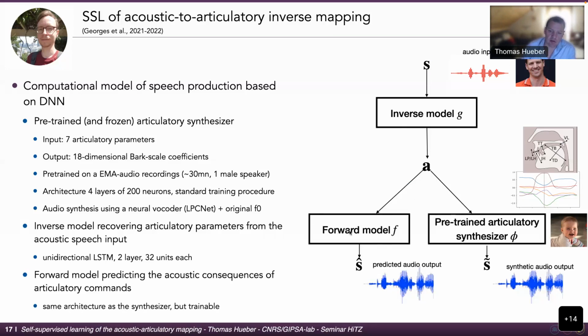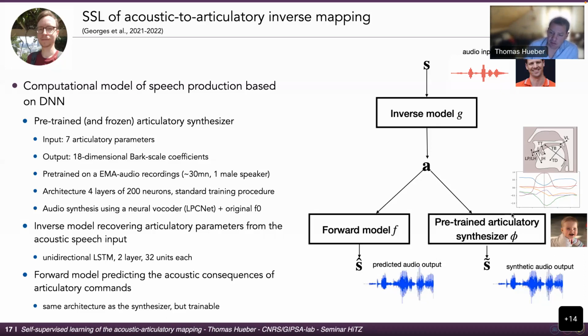Both our forward model and inverse model are implemented as deep neural networks. The forward model and the synthesizer are feed-forward neural networks. I don't remember exactly the details, three or four layers, a bunch of neurons, a very simple architecture. And the inverse model is a recurrent neural network, because it is an ill-posed problem, and relying on contextual information is useful when it comes to inverting the speech signal.